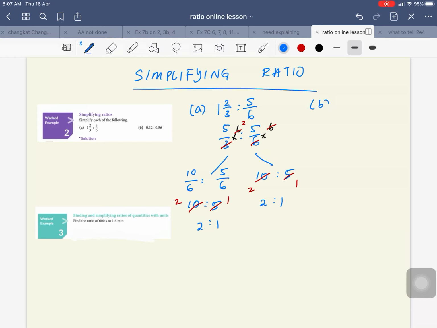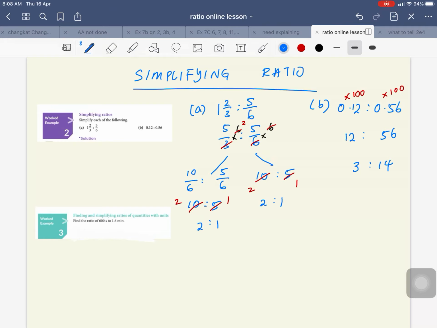Now, let's look at part B. In part B, I have decimal. Before you can simplify ratio for decimal, you need to make sure that both sides of the decimal, you get integers. So I have to multiply 100 to both sides of the ratio. Because when you multiply 100, you will be able to get 12 and 56. Both are integers. So I simplify 12 is to 56. Lowest term, you will get 3 is to 14.